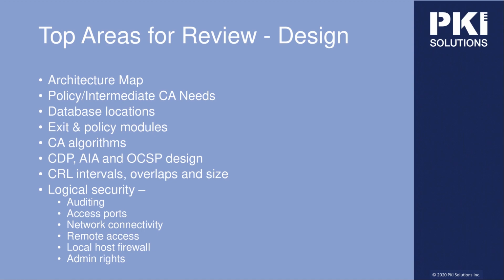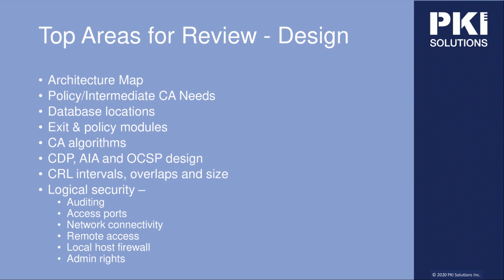Then we also want to look at the logical security. What types of auditing do you have enabled on your CAs and OCSP? What kind of ports are available? The network ports, USB ports, remote access ports, out-of-band KVM ports. We want to look at network connectivity. If it's a root CA or a policy CA, that should be offline.